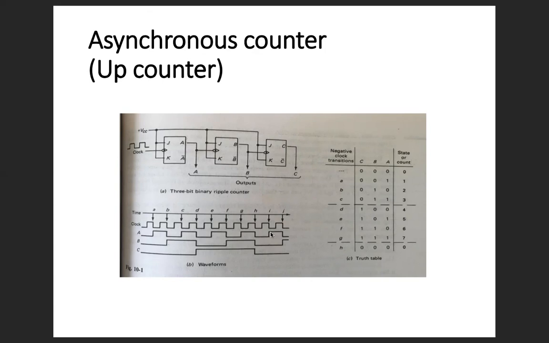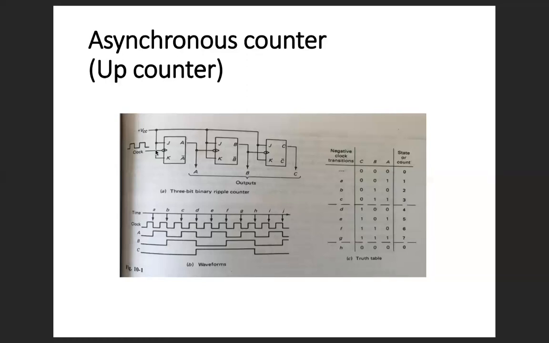Now, similar to the synchronous up counter, the timing diagram remains the same. The only difference is the display of output. In this case, the output will be displayed with delay. In case of synchronous counter, since the clock signal is given at the same time, the output from each flip-flop will display at the same time.